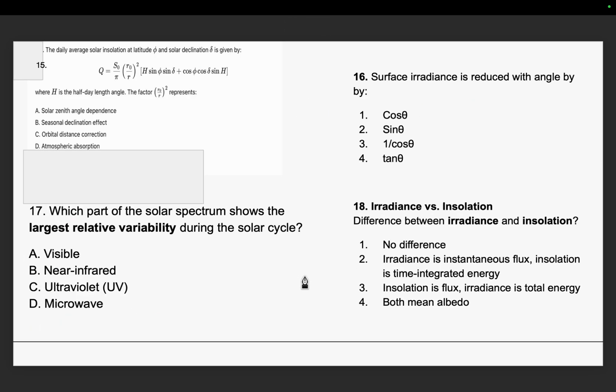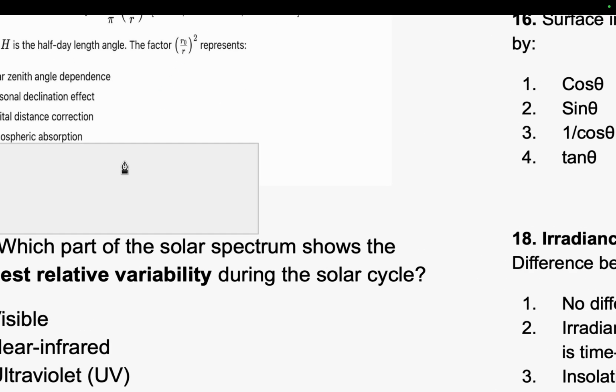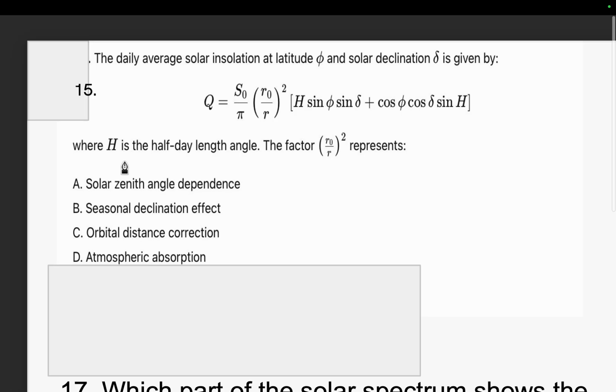Now question 15. The daily average solar insolation at latitude phi and solar declination delta is given by this formula: Q equals S0 by pi, R0 by R square, and some terms with phi and delta, and also H. Is it visible now? Yes, okay, thank you.